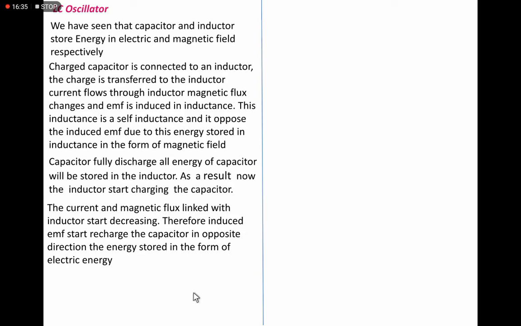Once again we have to keep in mind that electrostatic energy is converted into magnetostatic energy, or you can say magnetic field. How does this happen? The charge from the capacitor moves to the inductor. Magnetic energy goes on increasing across the inductance, and the electrostatic energy from the capacitor goes on decreasing. Now the capacitor is fully discharged, and the inductor is fully charged.